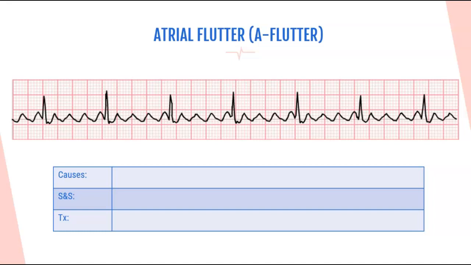Medications used for atrial flutter include digoxin, propranolol, and amiodarone. These medicines are used to help convert that rhythm. A pacemaker might also be used as treatment.